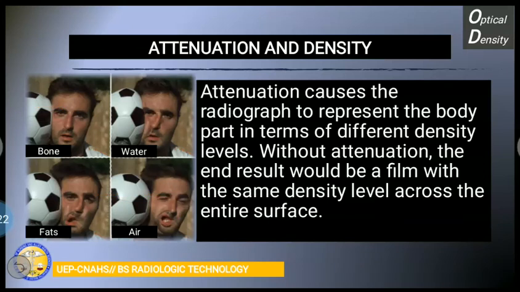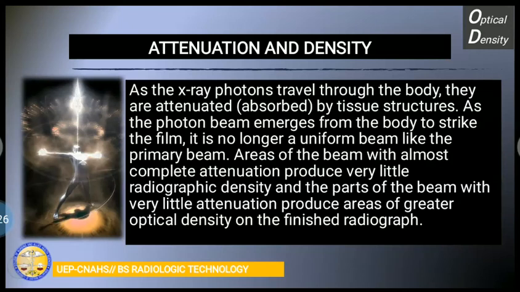So ito yon. Okay, so as the X-ray photons travel through the body, they are attenuated or absorbed by the tissue structures. So the photon beam emerges from the body to strike the film. It is no longer a uniform beam like the primary beam. Areas of the beam with almost complete attenuation produce very little radiographic density, and the parts of the beam with very little attenuation produce areas of greater optical density on the finished radiograph. So again, almost complete attenuation produce very little radiographic density.